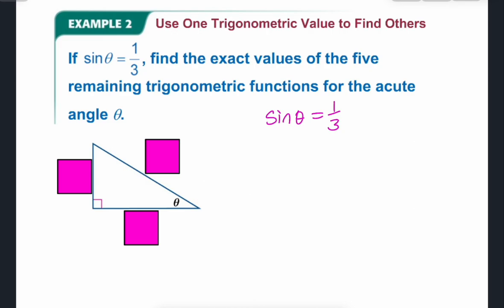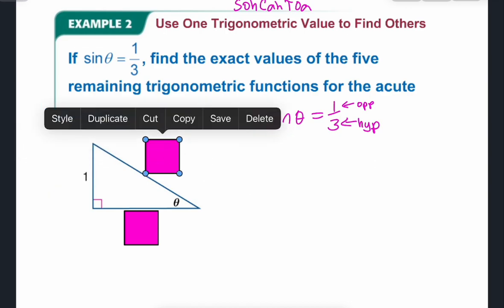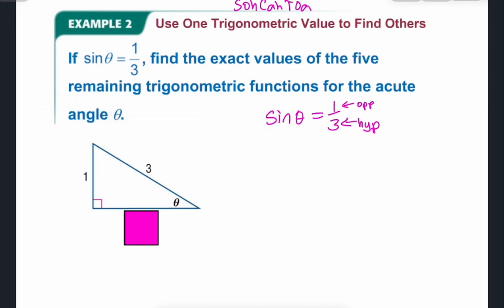Now, the sine is the relationship, remember SOHCAHTOA, of the opposite and the hypotenuse. So let's label this in our triangle as opposite our angle theta, and this as our hypotenuse. So let's make the triangle fit the situation. Our opposite we're going to make 1, and our hypotenuse is going to be a 3, right? The opposite they said was 1. The hypotenuse they said was 3, so we know the sine is the fraction 1/3.